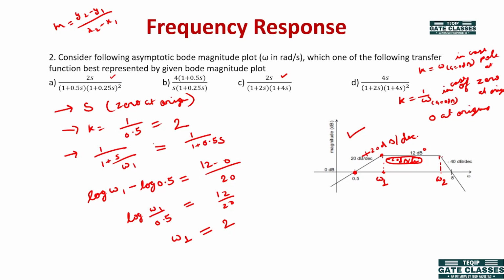And then again the slope is changing at omega 2 and it becomes minus 40 dB per decade. From 0 it becomes minus 40 dB per decade. That means at omega 2 we have a pole of second degree or second order.